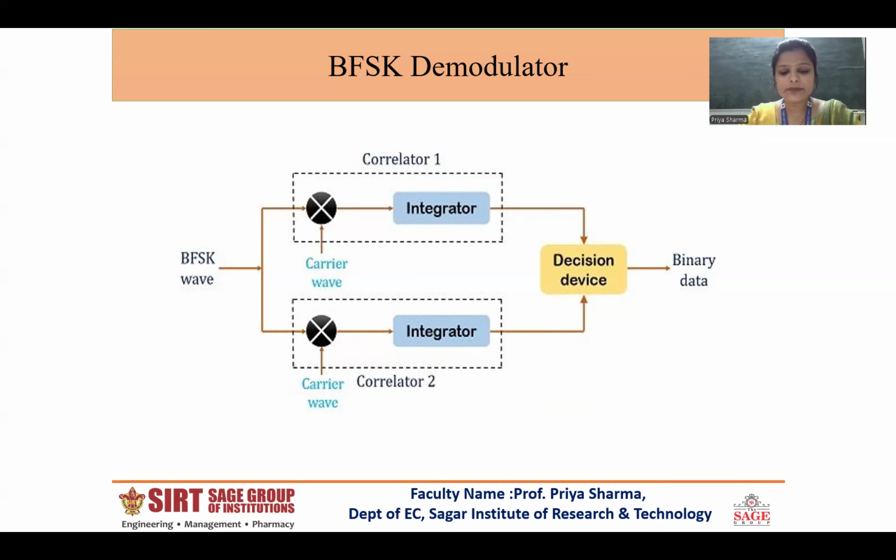The decision device compares the input signal with a preset threshold level, which is usually 0 volts. If its input signal level is greater than 0 volts, the detected output is binary 1. And if it is less than 0 volts, the detected output is binary 0.